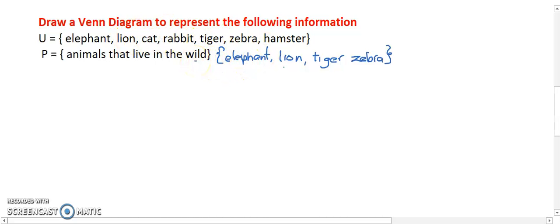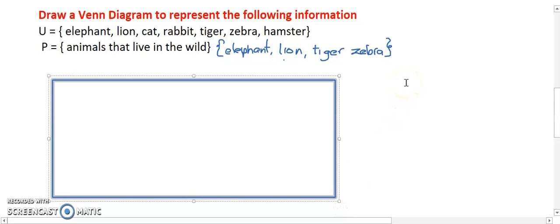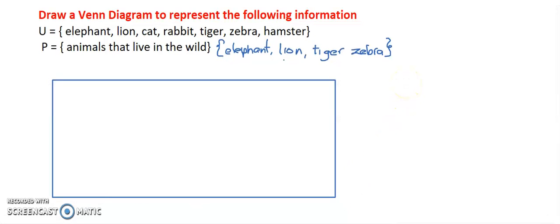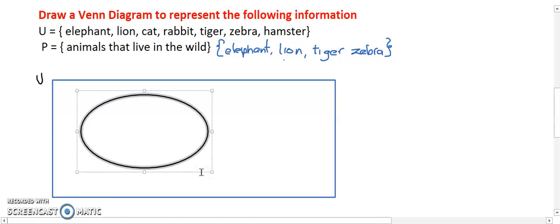So now we're going to have to draw our universal set. And remember, our universal set is a rectangle. So the first thing we do is draw that rectangle that represents the universal set. And then we also have to label it, so we're going to put the letter U here. Also, remember, we're going to start by drawing set P first. We don't put the members in the universal set. We put the members of set P in first, and we do that using an oval or a circle. So here we have that oval, and we're going to label it P.